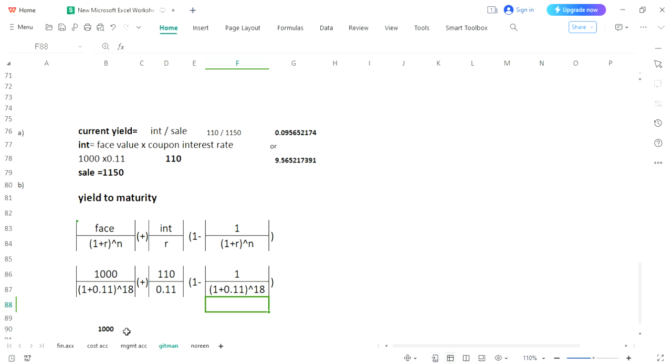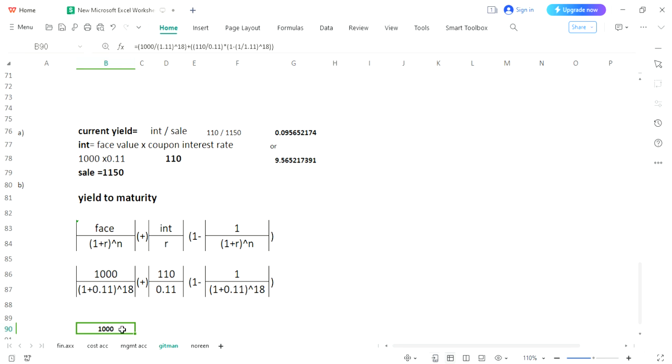So the answer of this question is 1000. Yield to maturity is what? You will have to change this rate of interest from 11% to 12%, 13, 14, 15, or even 9, 8, 7. You will have to put, or you will have to know the rate. If we are putting that rate, we should get the sale price 1150. We should get the same price.